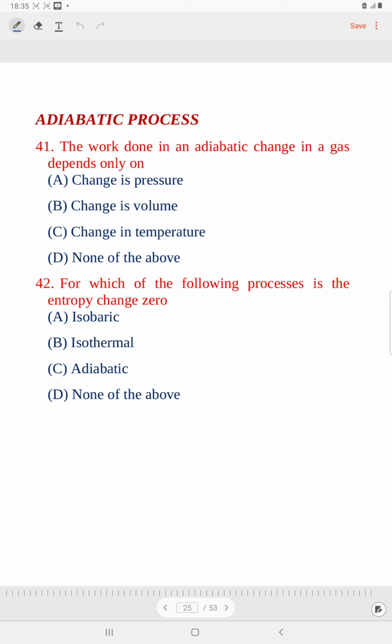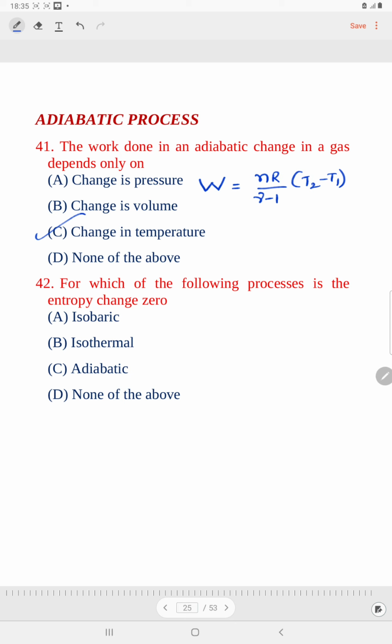The work done in adiabatic change in a gas depends only on. Let me write the expression for work done in an adiabatic process. It is given by nR by gamma minus 1 into T2 minus T1. If you look at the equation, there is a change in temperature T2 minus T1 on which the work done depends. So that's why it has to be option C, the correct answer.